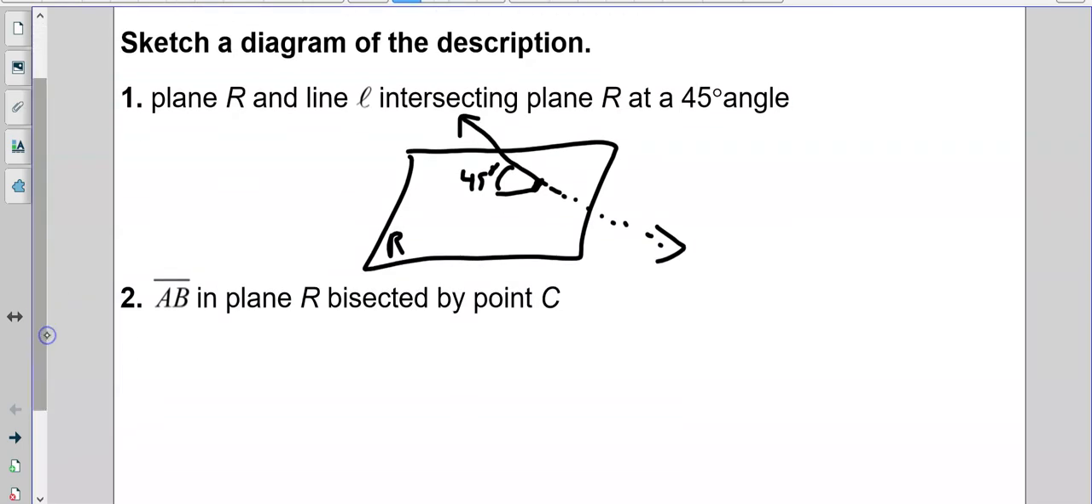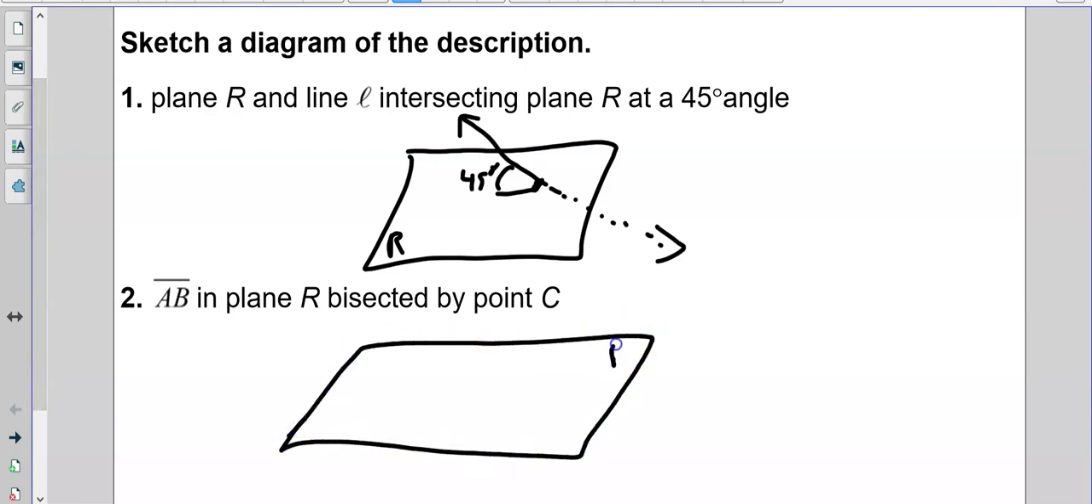AB, line segment in plane R. So I'm just going to draw again something like this, put an R, this time up here, that's a B, not an R. There's an R. AB, so I'm going to just put two dots, A and B. And then it says bisected by point C. So point C needs to be in the middle, the midpoint, the bisector, and I mark these like so to show they are equal.